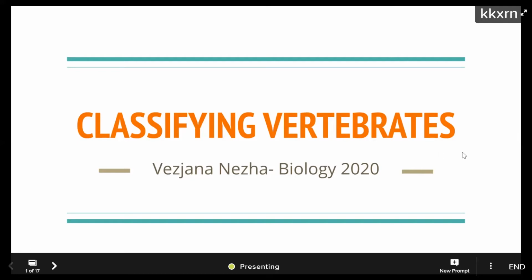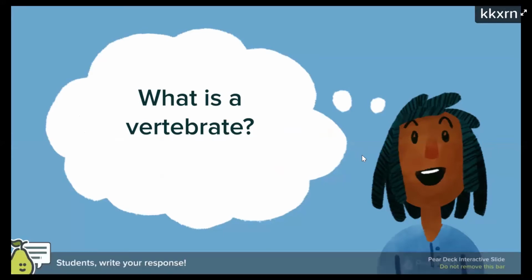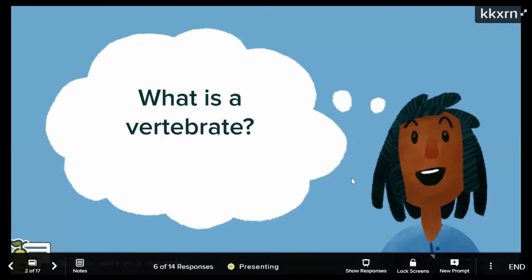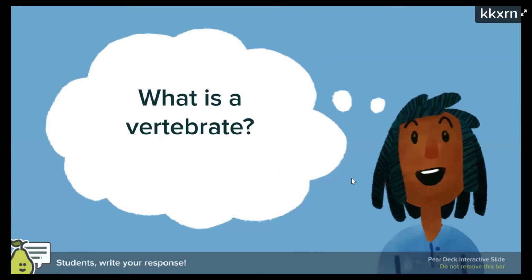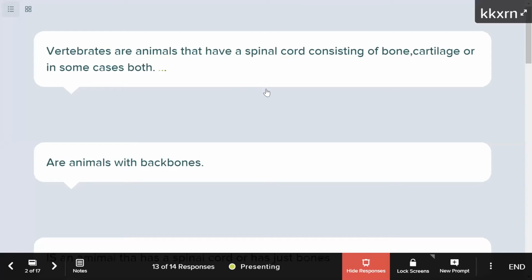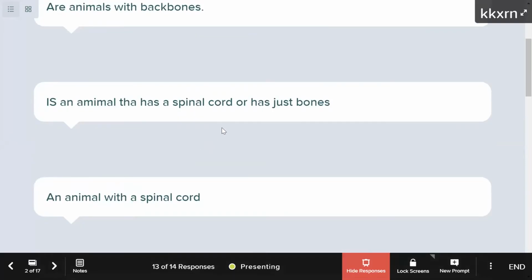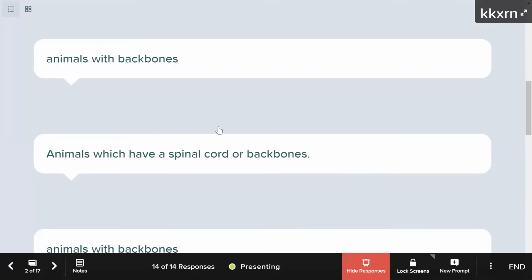I want from you, firstly, if you know what a vertebrate is, please type your answer. What do you know about vertebrates? What do you think when you hear the word vertebrate? Some of your responses: vertebrates are animals that have a spinal cord consisting of bones. Animals having backbones, very good.